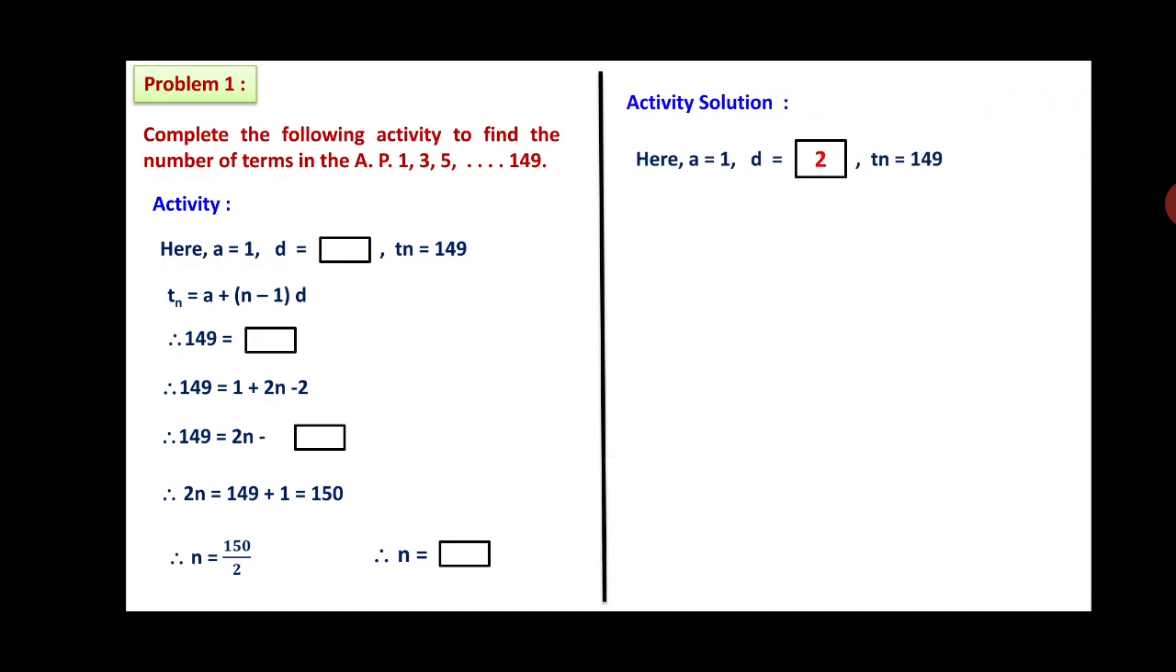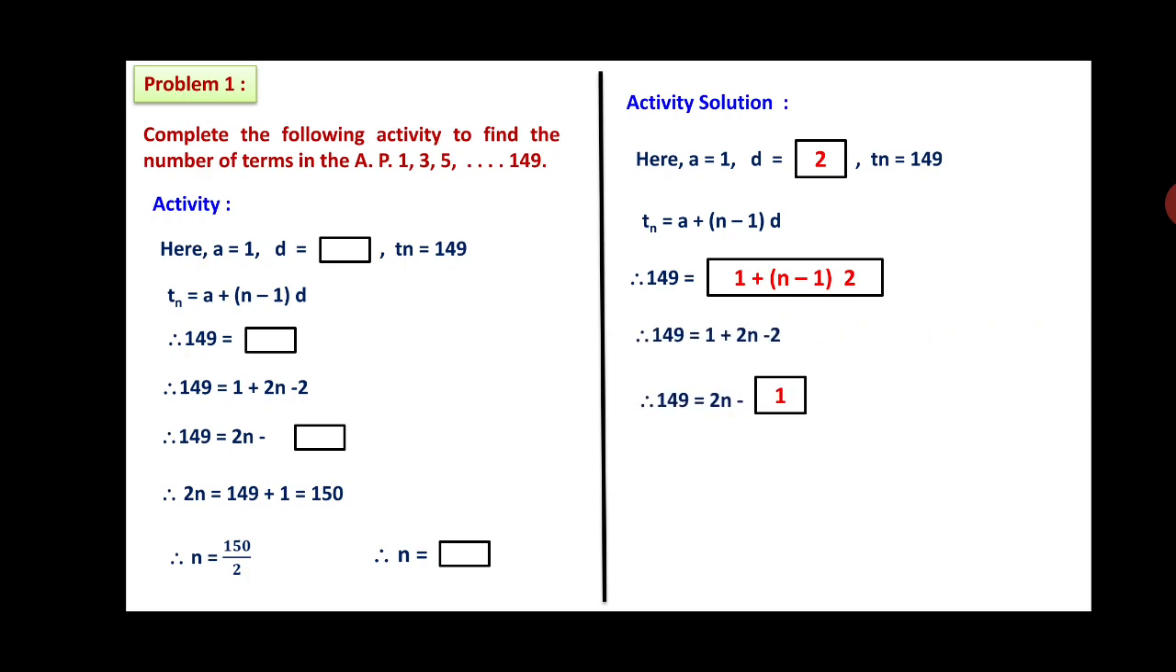Now the solution. Here a is equal to 1, d is equal to 2. In the first box the answer is 2, where Tn is 149. Tn is equal to a plus (n minus 1) into d. Again 149 is equal to, in the box we write 1 plus (n minus 1) into 2. We are substituting the values. Next, 149 is equal to 1 plus 2n minus 2, the same. Therefore, 149 is equal to 2n minus, in the box it is 1. Then 2n is equal to 149 plus 1, which is 150. Therefore, n is equal to 150 upon 2. After simplification, carrying out the division, you get n is equal to 75. This is the first problem.